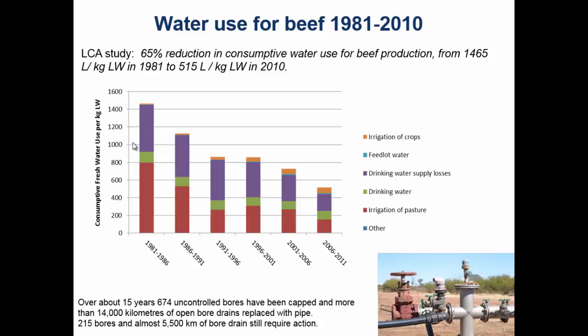The big change has been in the irrigation of pasture and in drinking water supply losses. So looking firstly at the drinking water supply losses, a major impact on that has been the capping of bores. Groundwater is a major water use. And this has been a cooperative effort between government and landowners in capping uncontrolled bores and in covering open drains, which for almost 100 years were just allowed to evaporate off.